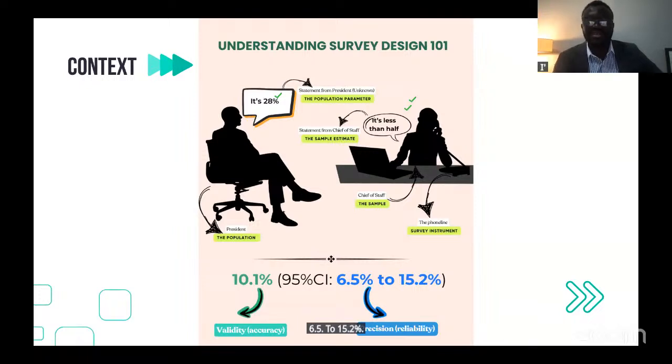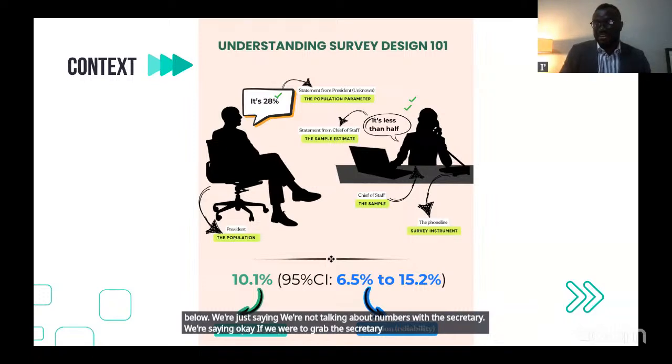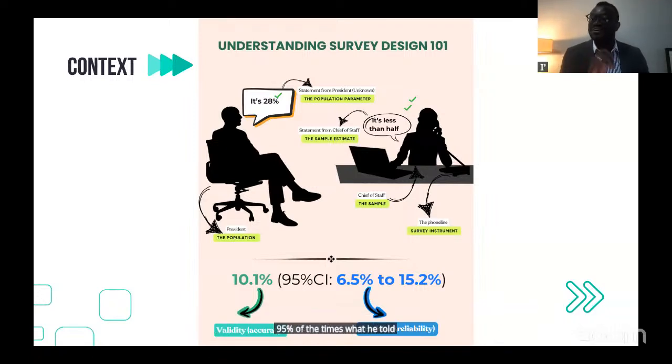error." Okay. If we're talking about the secretary, just ignore all of these numbers below. We're not talking about numbers with the secretary. We're saying, okay, if we were to grab the secretary and ask him questions over and over and over, 95% of the times, what he told us will be what the president will have told us. That's all we're saying.